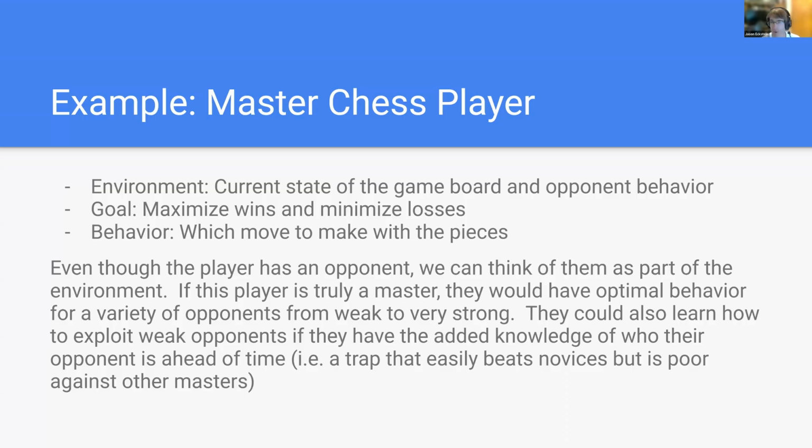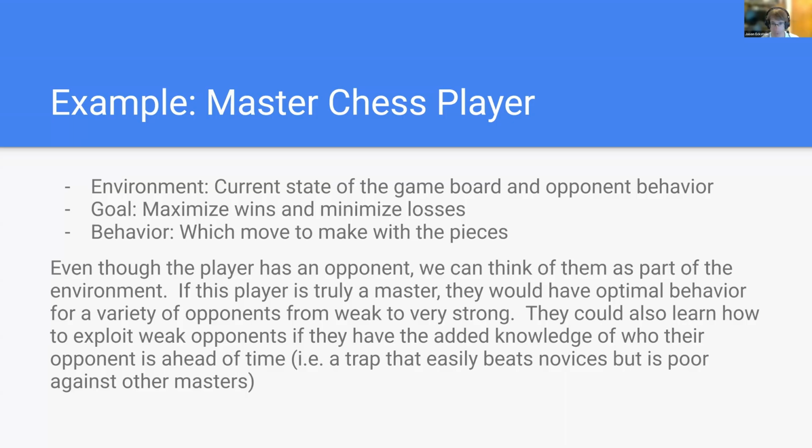In this case, the goal is to maximize wins and minimize losses, just like is typical of games in general. And the behavior is pretty obvious here. It's just the actual moves that we make on the board. So optimal behavior would be something which maximizes wins and minimizes losses. And we could define this for a variety of opponents. You could train against weak to strong opponents, and then your behavior should be good in the sense of the goal, regardless of who your opponent is.